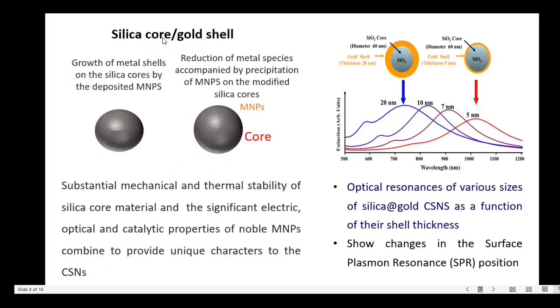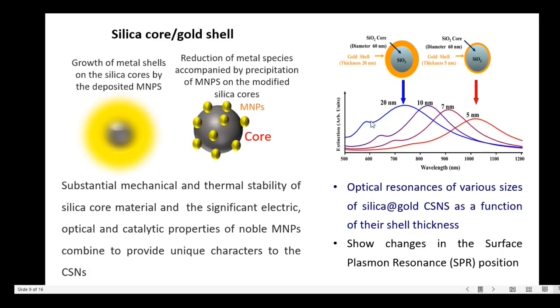Here we have an example of a silica@gold core-shell nanostructure. The first one represents the silica core, and this is the growth of metal shells on the silica cores by the deposited metal nanoparticles. The second one represents the reduction of metal species accompanied by the precipitation of metal nanoparticles on the modified silica core. Here the substantial mechanical and thermal stability of the core particle combined with the significant electric, optic and catalytic properties of the noble metal nanoparticles provide unique characteristics to the core-shell nanostructure.